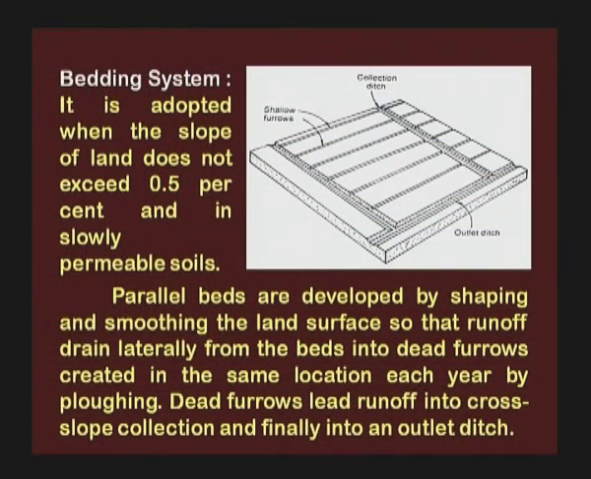Bedding system. It is adopted when the slope of land does not exceed 0.5% and in slowly permeable soils. Parallel beds are developed by shaping and smoothing the land surface so that runoff drains laterally from the beds into dead furrows created in the same location each year by plowing. Dead furrows lead runoff into cross-slope collection and finally into an outlet ditch.